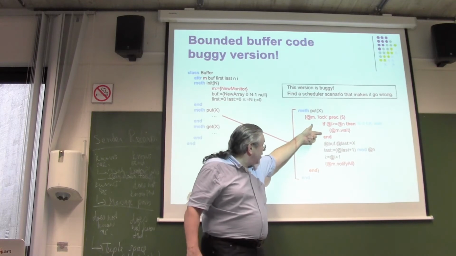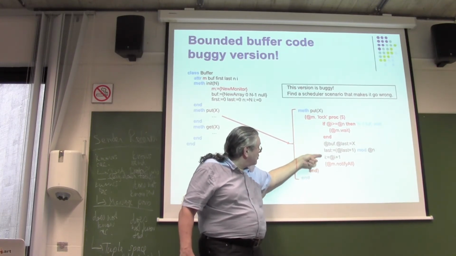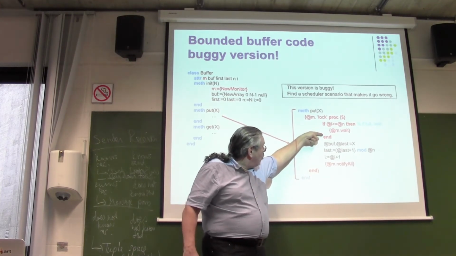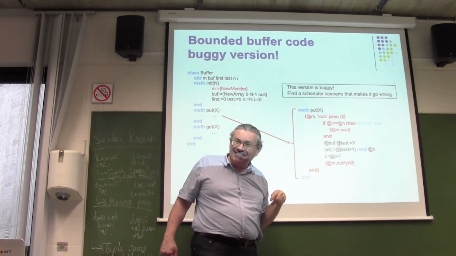So the second thread, trying to do a put, as soon as the first one, which successfully did its put, leaves, the second one that was waiting will then successfully enter the lock, and what happens then?